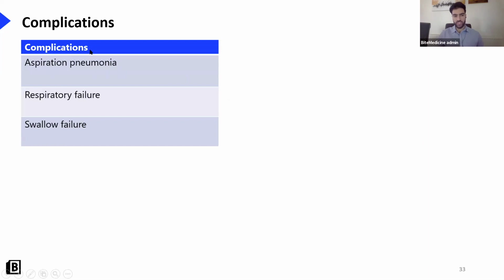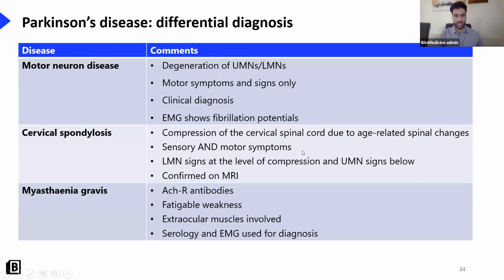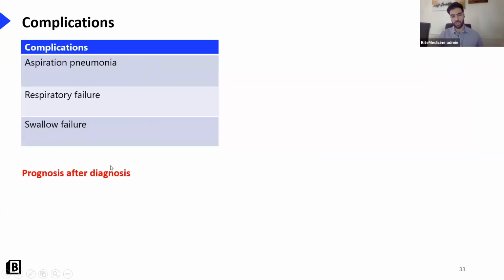So complications, as you can imagine: if the patient has a poor swallow, they're at risk of aspiration, they're at risk of respiratory failure, and as I said, swallow failure, so they're going to need feeding support. It's quite a nasty illness, with patients who are completely fit and well, and then a couple of years later, they're really deteriorating. And the prognosis after diagnosis, does anyone have any ideas what sort of rough prognosis is for patients with motor neuron disease?